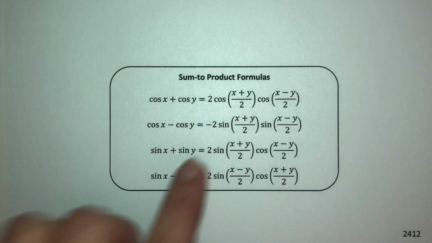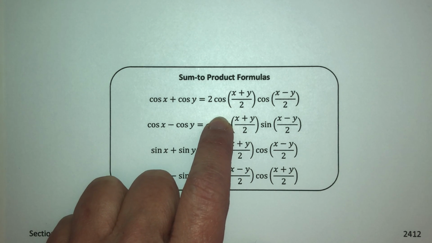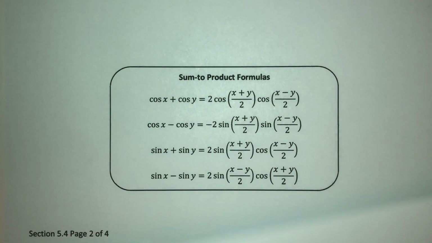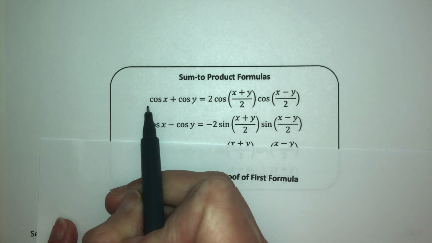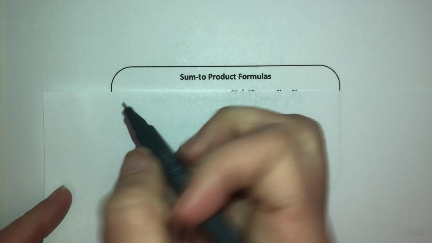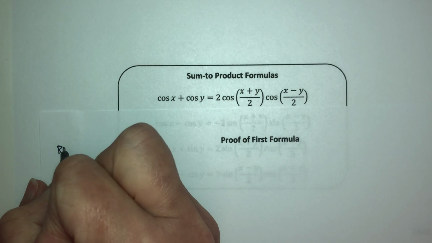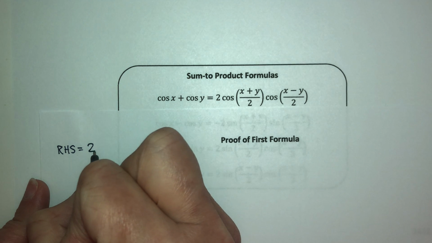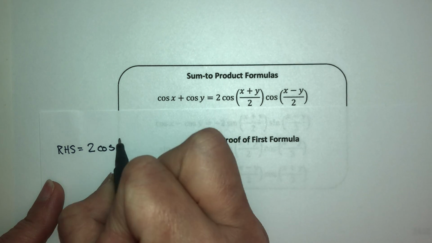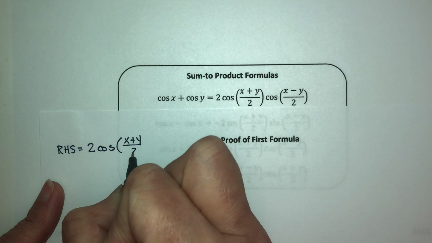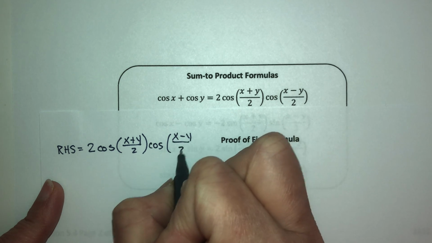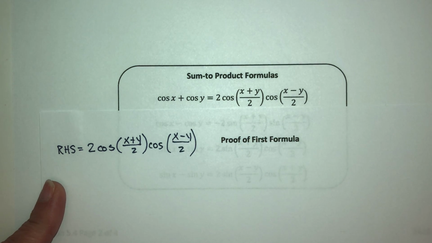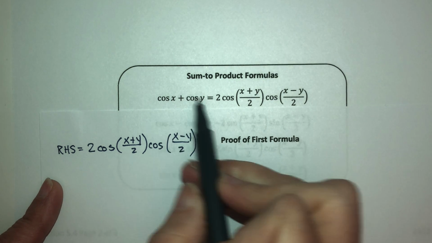Now the first thing we're going to do is show you where this first formula comes from. I'm going to start off with my right-hand side since it is the more complicated one, and then end up over here. So recopying my right-hand side, this is 2 times cosine of (x plus y) over 2 times cosine of (x minus y) over 2. I want to end up with cosine of x plus cosine of y.